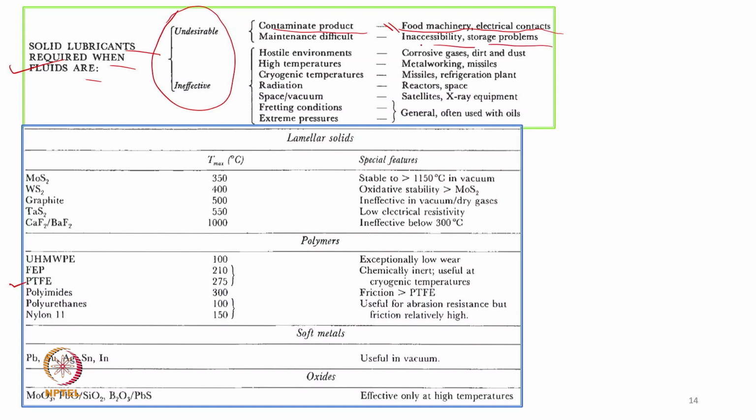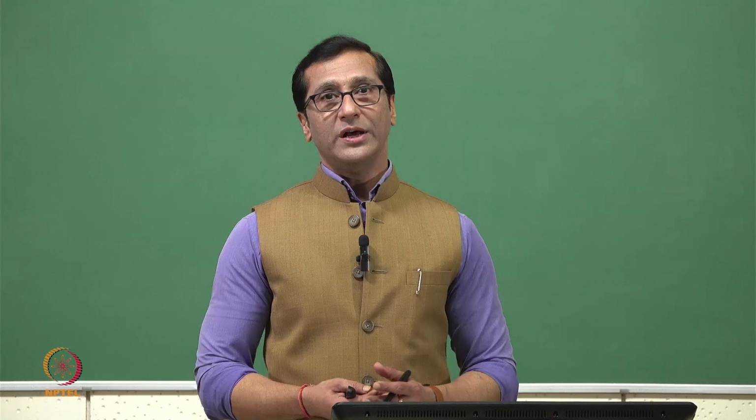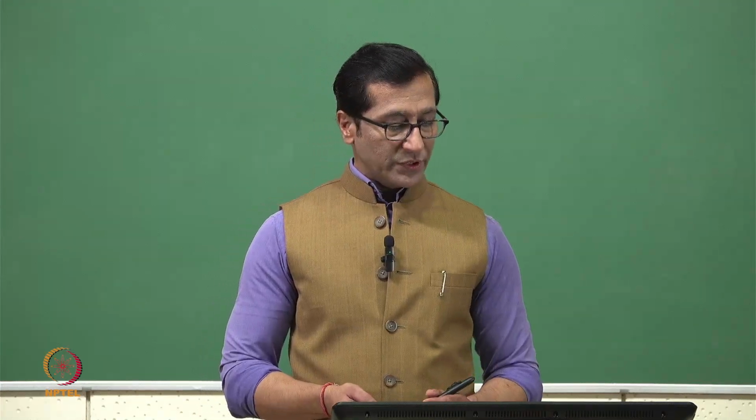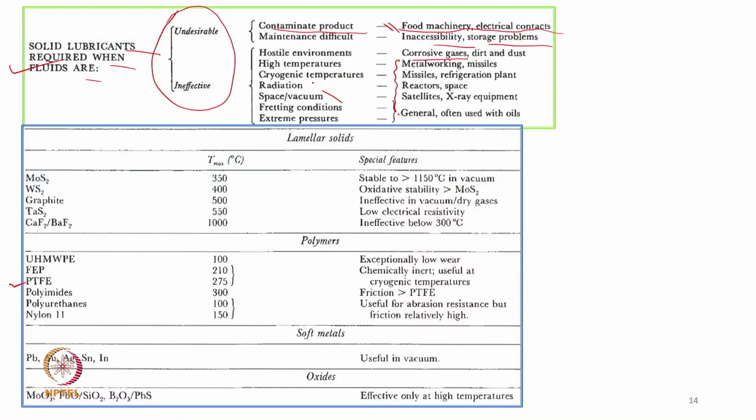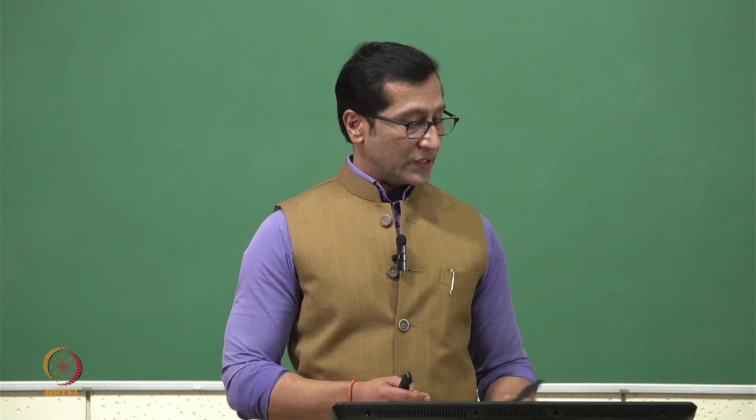Storage problems also mean we can't use a liquid lubricant. Even in the case of corrosive gases, we can't use it. So even with different kinds of reactivity of the environment, we can't use a liquid lubricant. We can't use it in a vacuum, in extreme pressure, or in cryogenic situations. So this is a summary of what we have mentioned earlier.